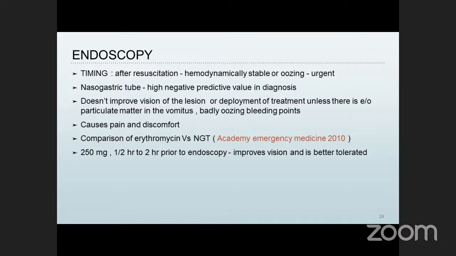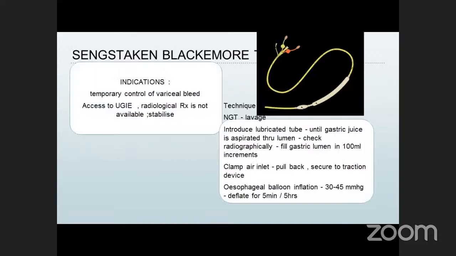Instead of nasogastric tube insertion, the Academy of Emergency Medicine in 2010 did a comparison study between erythromycin and the NG tube, which said that IV 250 mg of erythromycin given half an hour to 2 hours prior to endoscopy gives much improvement in the vision and is better tolerated by the patient.